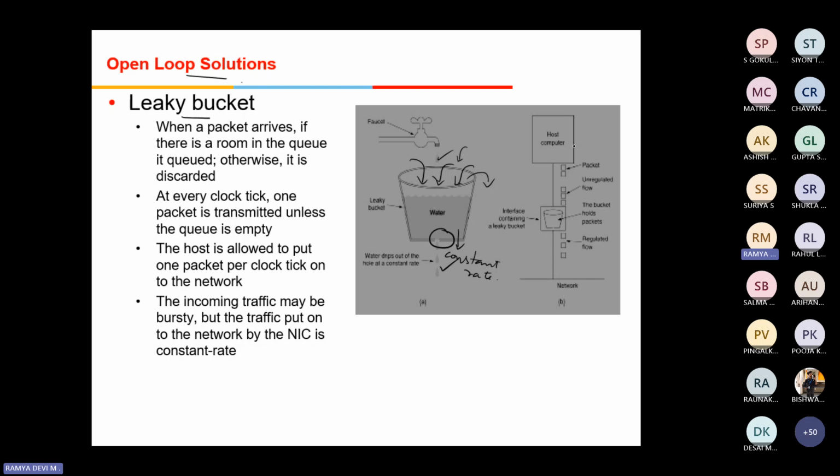So here I'm taking the host, a computer which is sending the packets. All the packets are sent to the system, and it is an unregulated flow. It is not restricted. So these packets will be placed inside the buffer. That is a leaky bucket at the network interface. At every clock tick, only one packet will be transmitted. So if the bucket is full, what will happen? When a new packet arrives, it will be discarded, right?